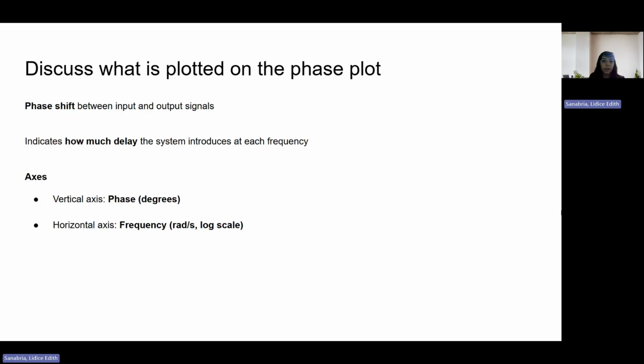So for a phase plot, it shows the phase shift between the input and output. So essentially how much delay the system introduces at each frequency. So phase has the unit of degrees, and a negative phase means the output is lagging behind the input. As frequency increases, systems usually introduce more phase lag, and this happens especially around poles and zeros.